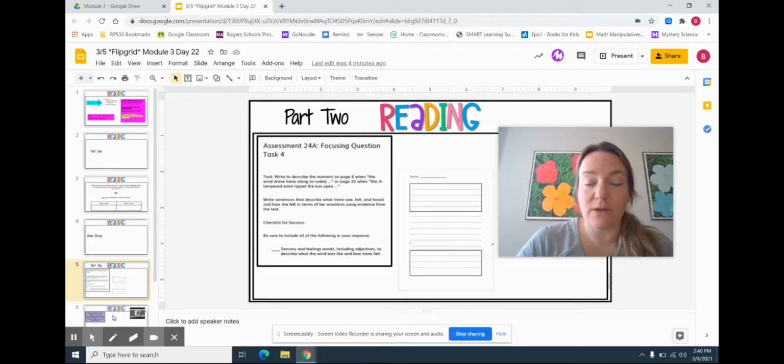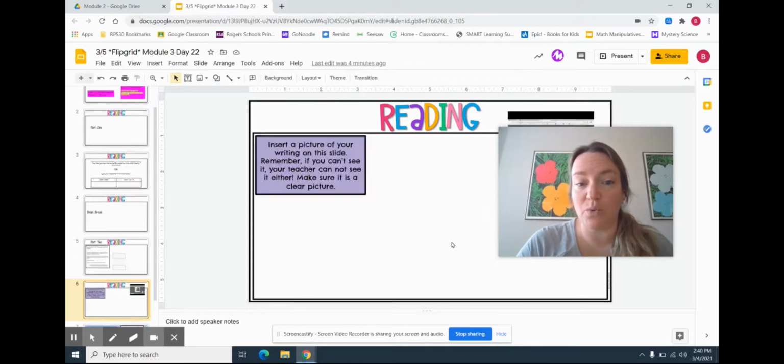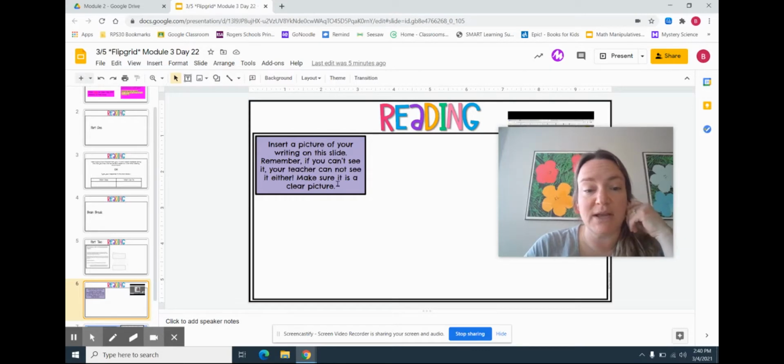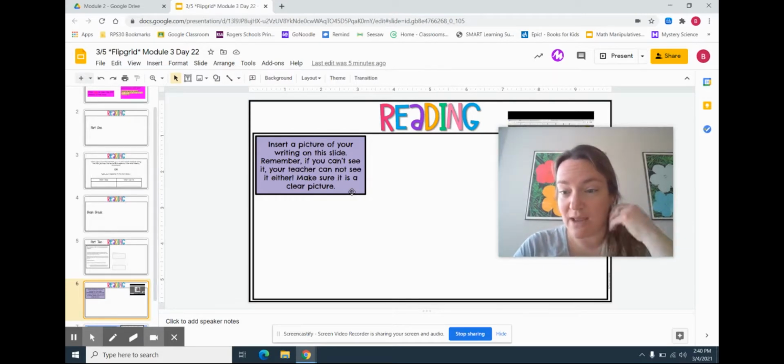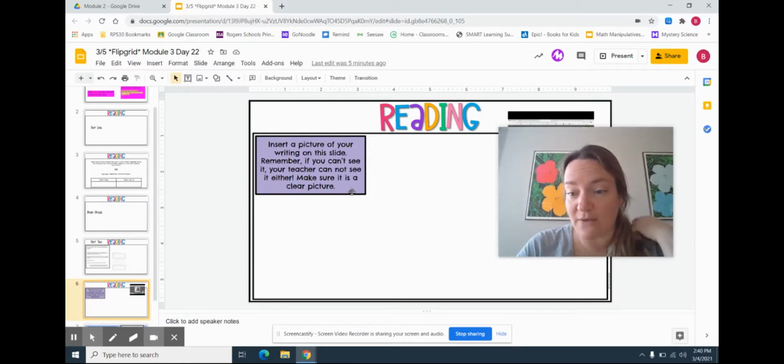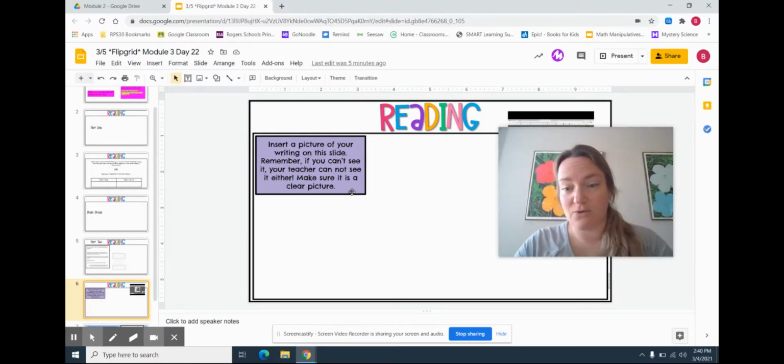All right. Then this is the slide where you will insert a picture of your writing. And it says, insert a picture of your writing on this slide. Remember, if you can't see it, your teacher cannot see it either. Make sure it is a clear picture, okay? If it's not clear, your teacher will have to ask you to do it over again. So let's do it right the first time, get it done, okay?